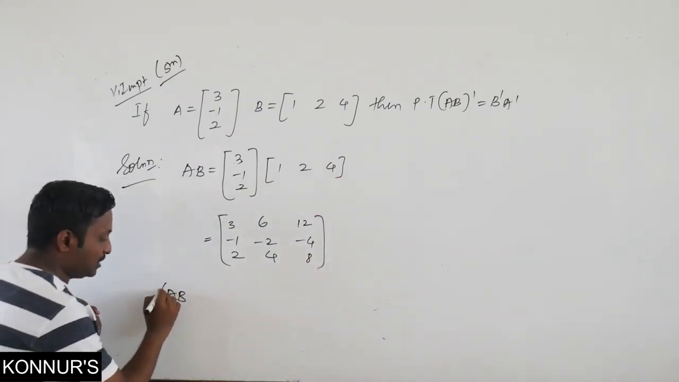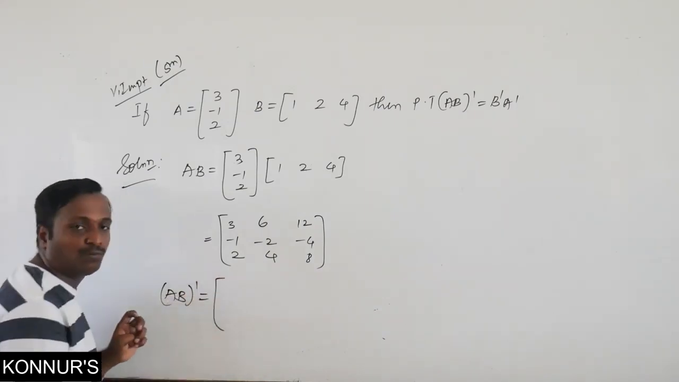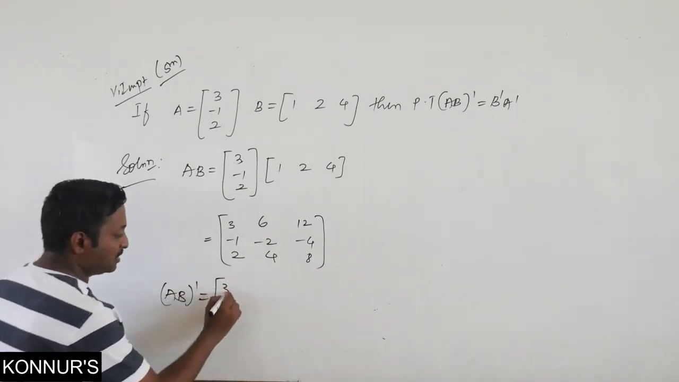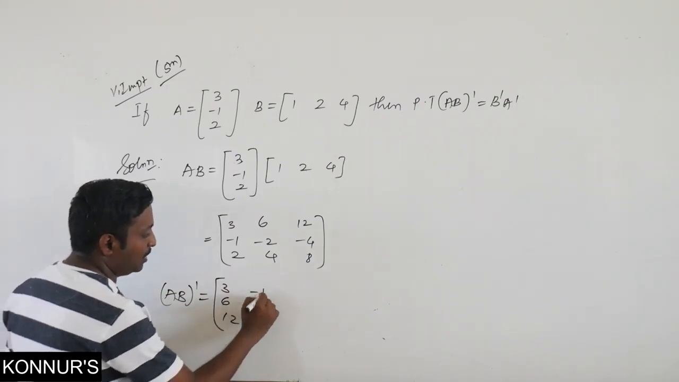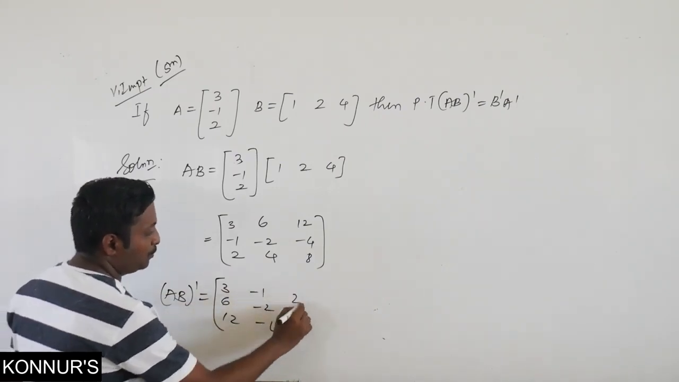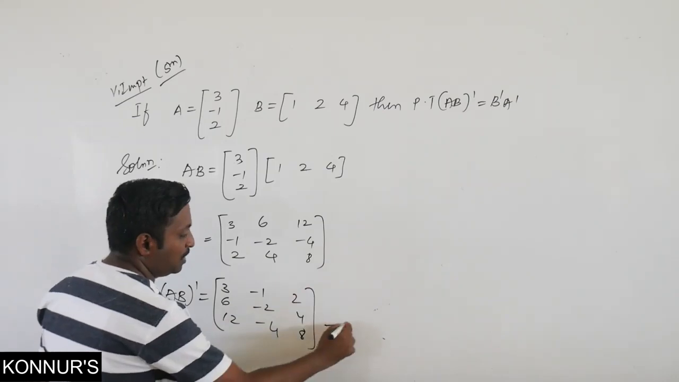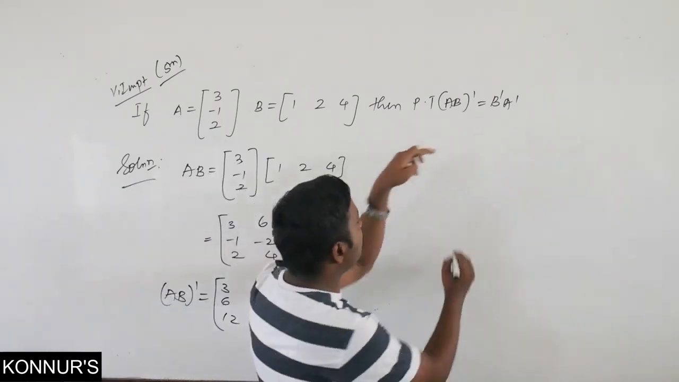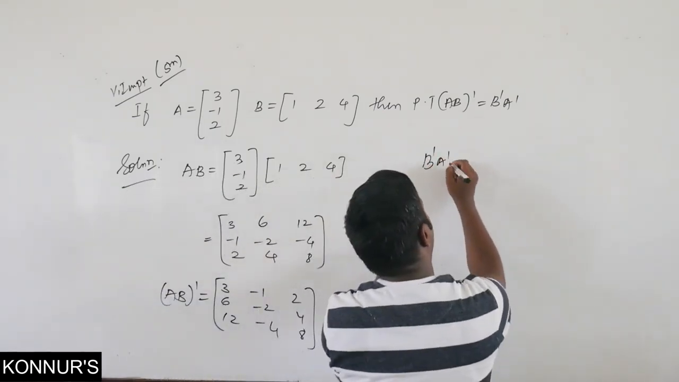Now, what is (AB)'? Rows and columns are interchanged: 3, 6, 12, minus 1, minus 2, minus 4, 2, 4, 8. Let us take this as 1. Next, verify B'A'. B' into A'.